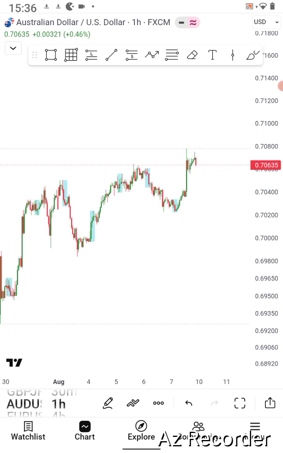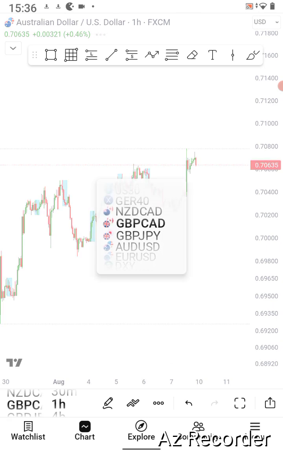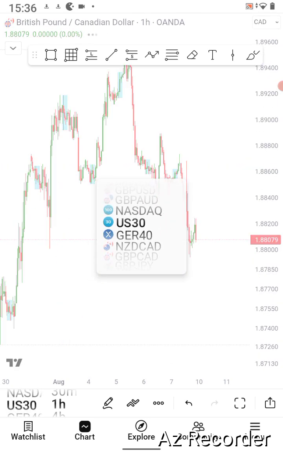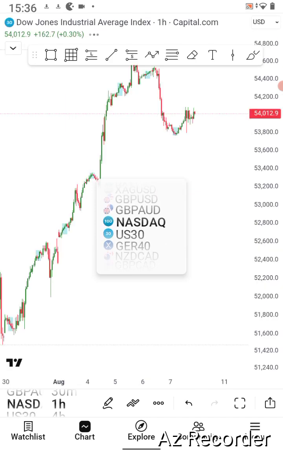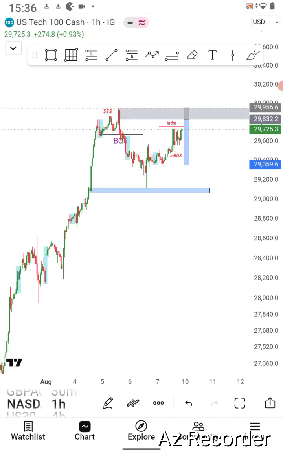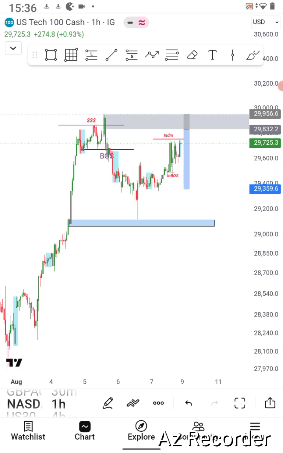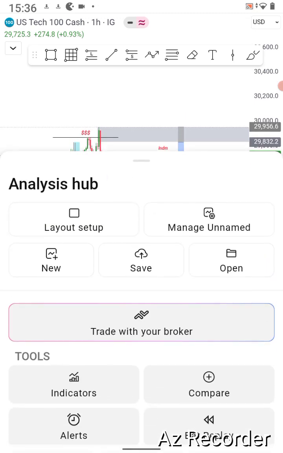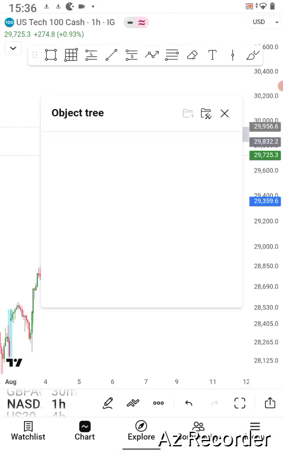Okay, so let's look at Nasdaq. I think I saw something good on Nasdaq. Nas 100. Yeah, I saw something I might be trading on Nas 100. Let me clear the chart so we'll walk through it together.